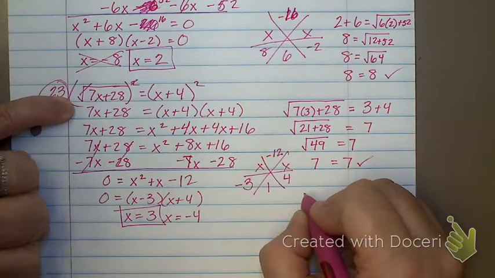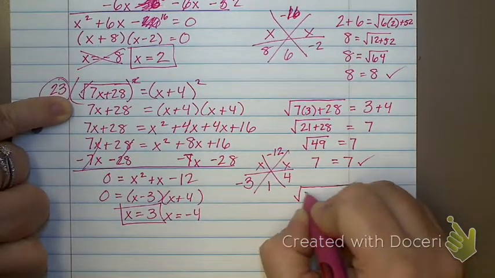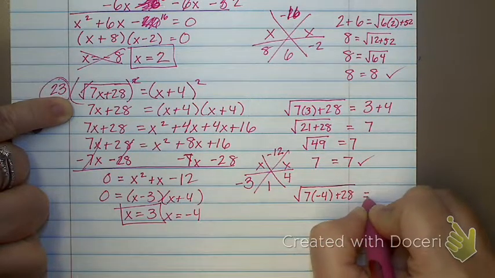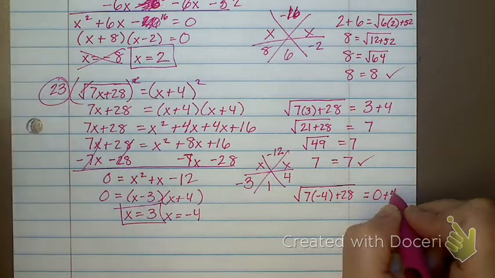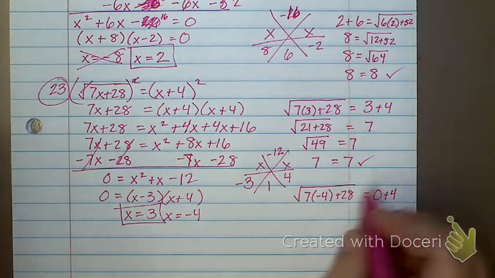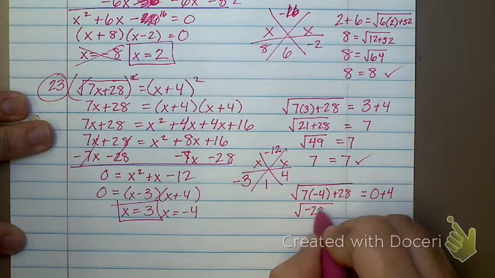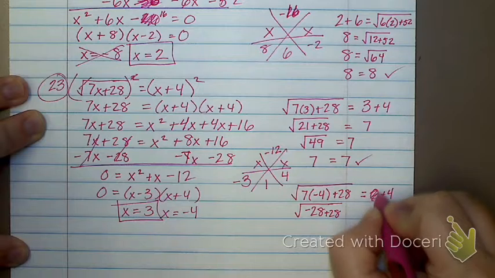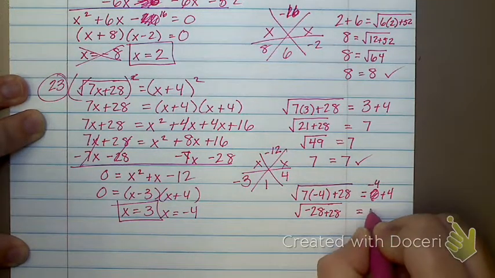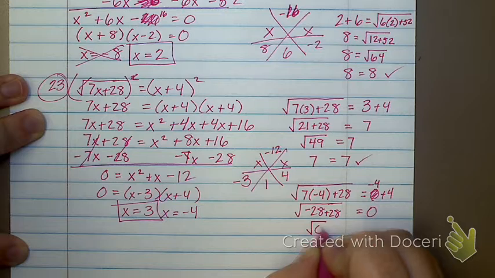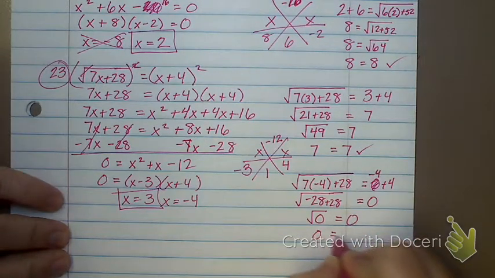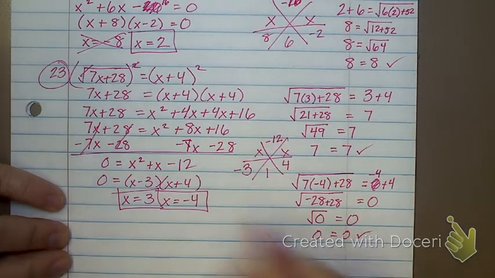Let's try negative 4. Does the square root of 7 times negative 4 plus 28 equal negative 4 plus 4? So that would be the square root of negative 28 plus 28. Did I just say 0 plus 4? I meant negative 4 plus 4. Does that equal 0? Well, that's the square root of 0. Does that equal 0? And yes, the square root of 0 is 0. So that one also checks out. So I actually have 2 answers that check out.